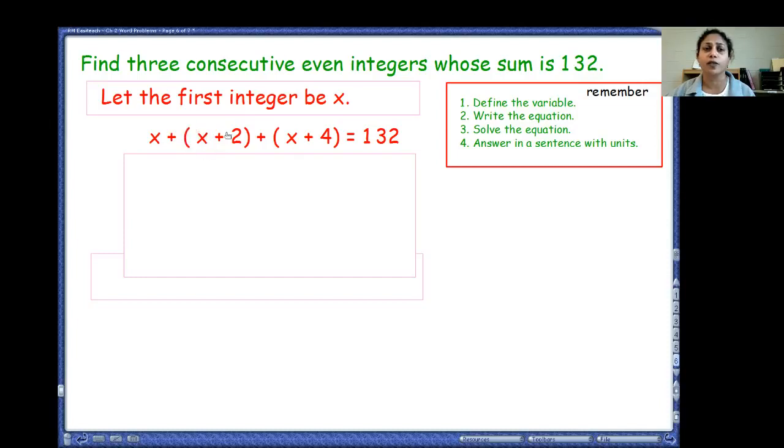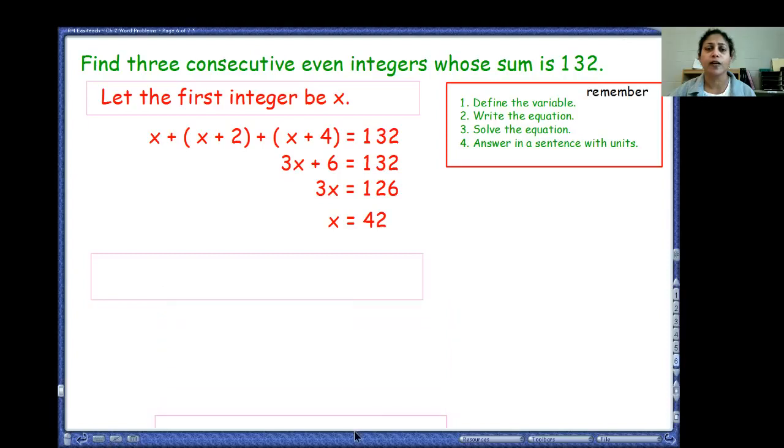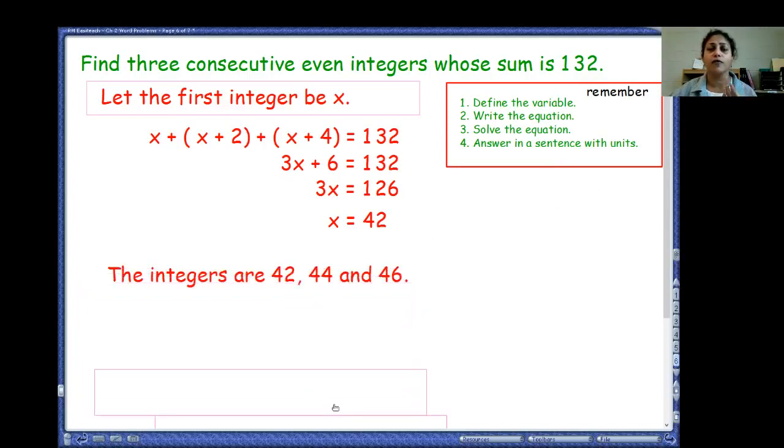Notice that I put parentheses around each so that I can see the 3 different integers. And now we solve, combine like terms, and solve for x. In the final step, make sure you answer with a sentence. And in this case, you're going to write the integers are 42, 44, and 46.